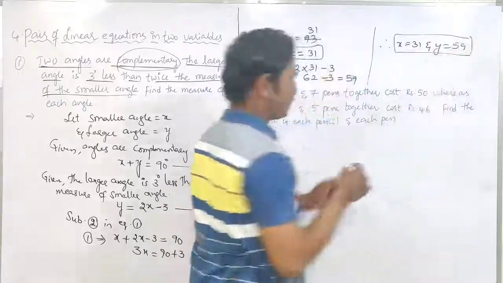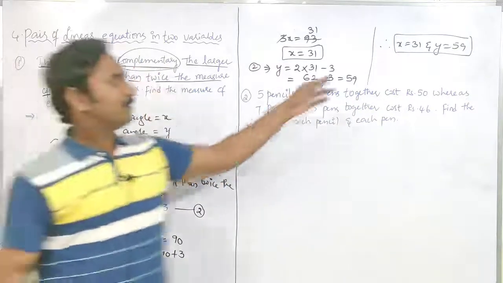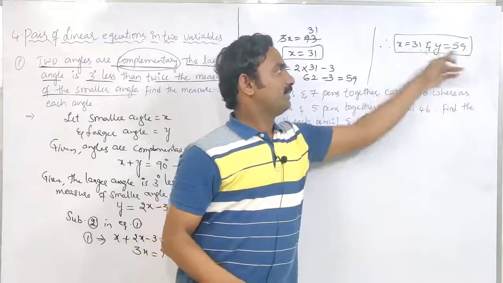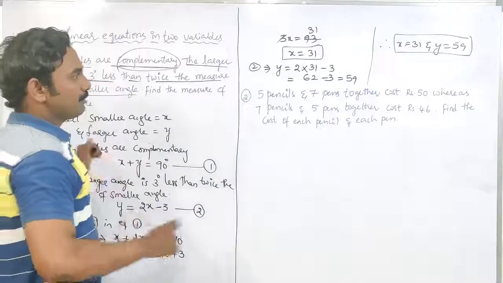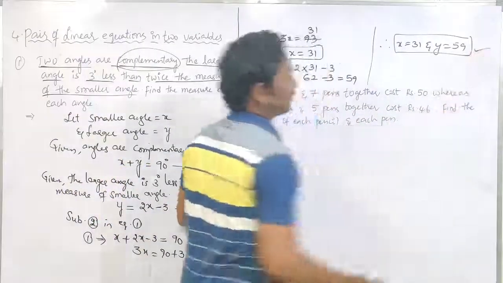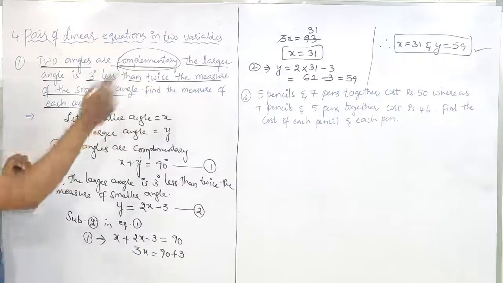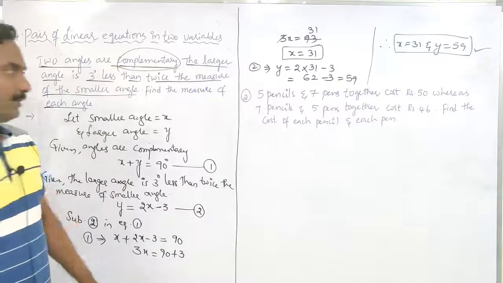Total will be 90 degrees because they are complementary. It is given in the question. Complementary angles mean the sum of these two angles is 90 degrees. 31 plus 59 is 90. Total angle is 90 degrees. So this is the required answer. x is equal to 31 and y is equal to 59. Find the measure of each angle. We got the measure of the two angles.